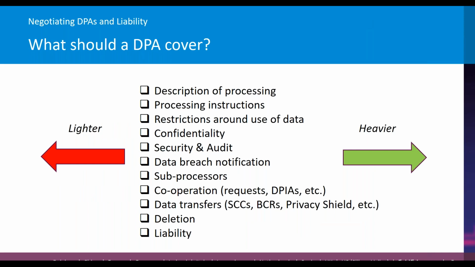Okay, so let's start looking at the paper itself. So with a controller to processor DPA, what are some of the terms that it should cover? Now, here's a list, and it's based on Article 28 of the GDPR, which is the article which sets out the terms which have to be in place between a controller and a processor. And I'm sure that much of this is very familiar to our audience. So we've got things around processing instructions, we have confidentiality and security terms, we have terms around data deletion. All of these are pretty fundamental.